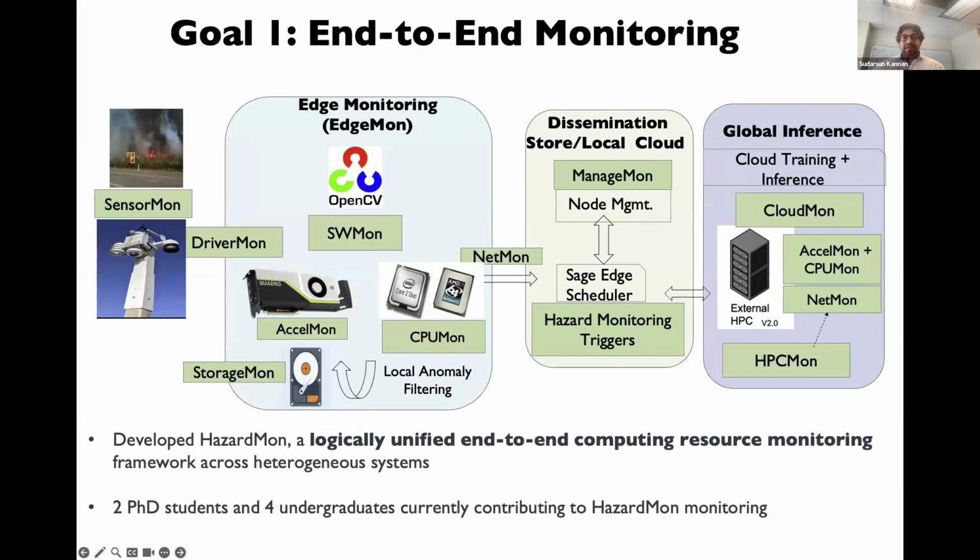So we have developed a reasonable monitoring framework. I'm going to discuss the infrastructure and so on that we have been developing. We've been able to develop an evolving monitoring capability that logically unifies an end-to-end computing resource monitoring infrastructure spread across different nodes.